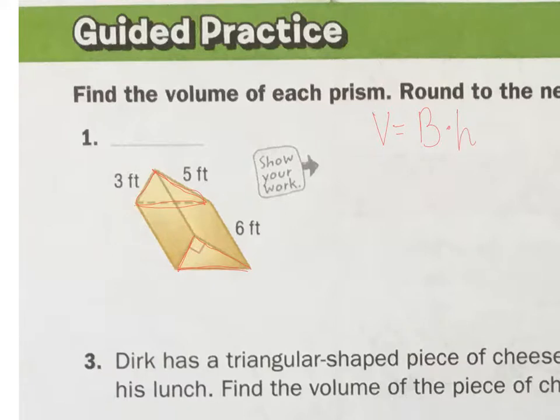Now to find the area of the base, here's a base. It's a triangular shape. I need to find the area of this base. So I know an area of a triangle is 1/2 times small b times h. So it is area equals 1/2 times 3 times 5, which 3 times 5 is 15. 15 times 1/2 is 7.5. Okay? So my area of the base is 7.5.